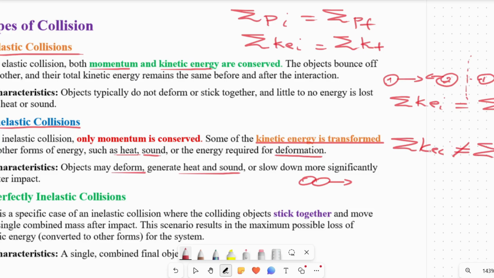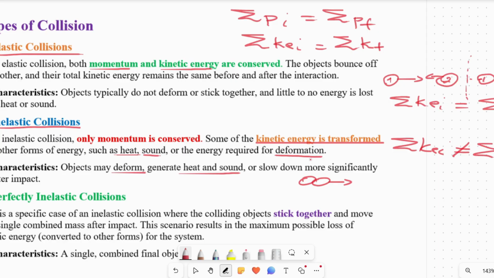Then in calculation, most of the time the question is going to come in a format where they ask you to classify what type of collision this is. In order for you to answer that, you must calculate the total kinetic energy of the system before, then calculate the total kinetic energy of the system after, then compare. If it's the same, you say it's an elastic collision. If it's not the same, then it's an inelastic collision.